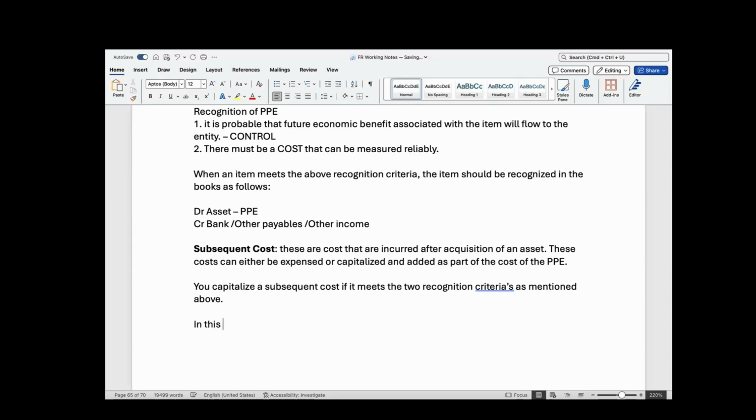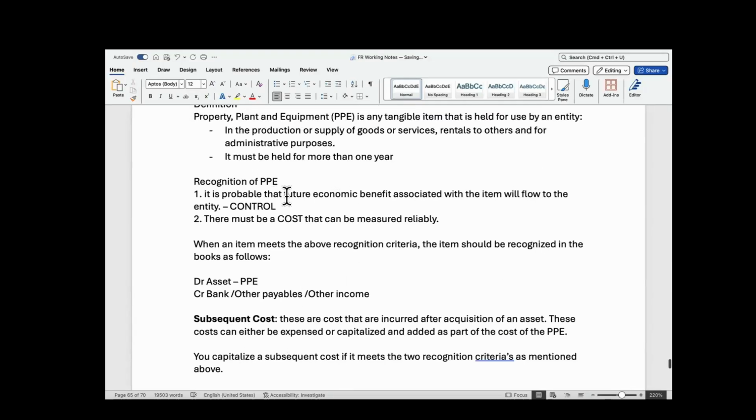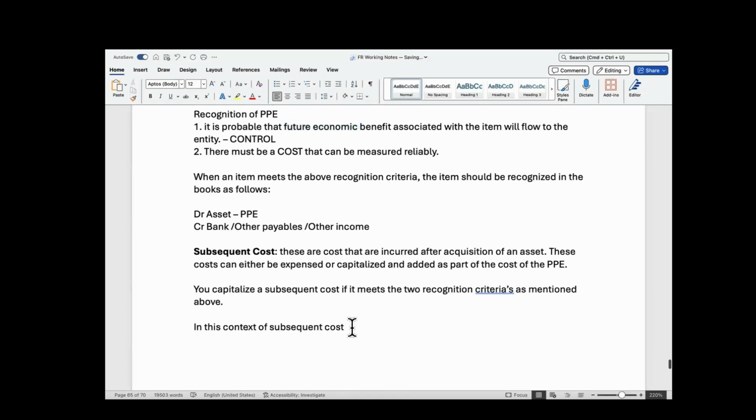You see, in this context of subsequent costs, what does that mean? That you incur additional cost after you have acquired an asset. You now say that before you can capitalize it, it must be able to generate future economic benefit. It must have a cost that can be measured reliably. What does that mean in this context of subsequent costs? These recognition criteria would mean the following.